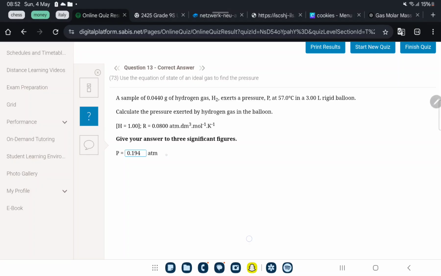Now, PV equals nRT. We have 0.0440 grams of hydrogen. It gives pressure P at 57 degrees Celsius with 3 liters. R is 0.0800. So we have a lot of converting to do. Volume is already in liters, so you don't need to convert. 57 degrees Celsius, we want it to be in Kelvin. So we add 273, 57 plus 273.